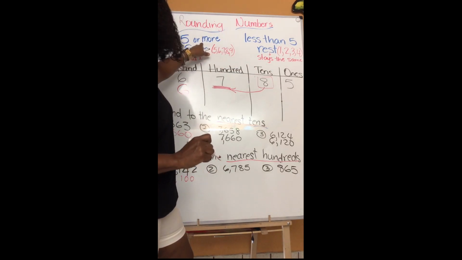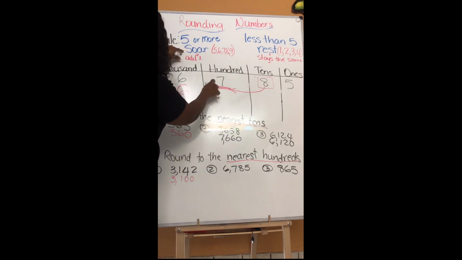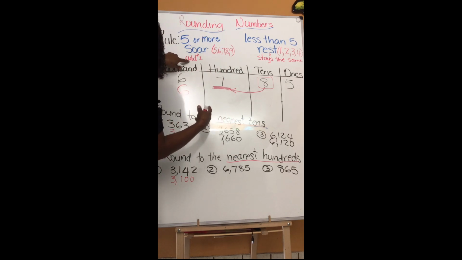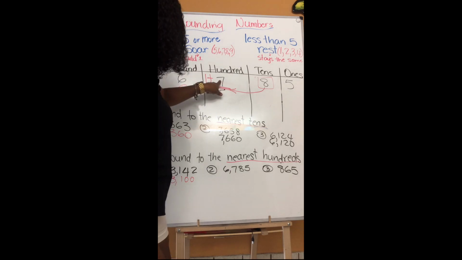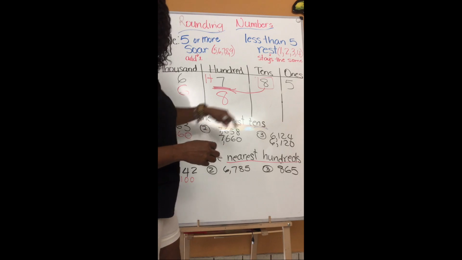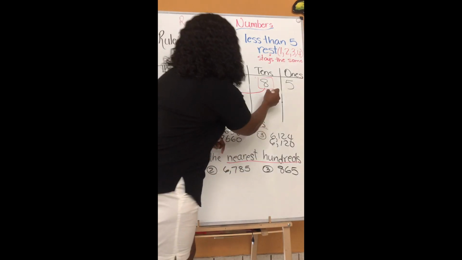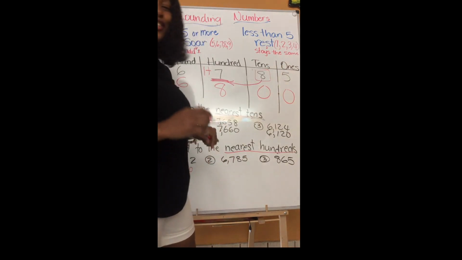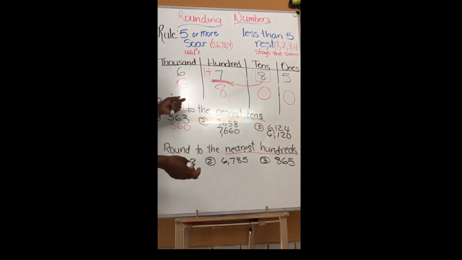Of course, we'd find it at 5 or more. What does 5 or more say? 5 or more says the 7 should soar. What does that mean? It means that we should add 1 to the 7. So 7 plus 1 more equals 8. And then the boss always changes to 0. And then remember, the other digits to the right also change to 0. In this case, it changes to 0 because it's 1.